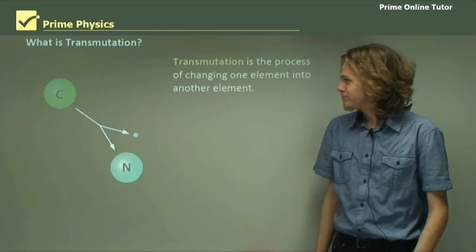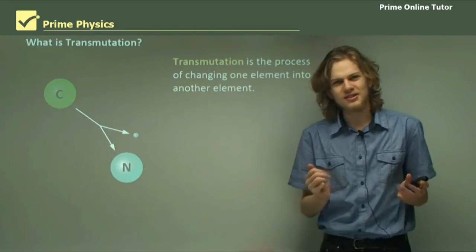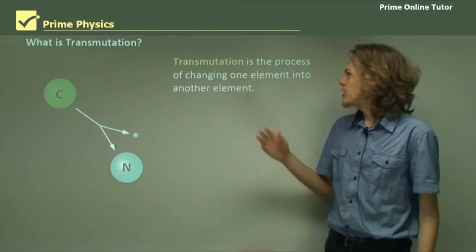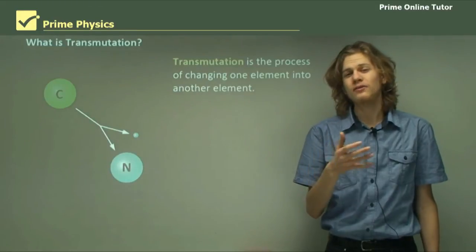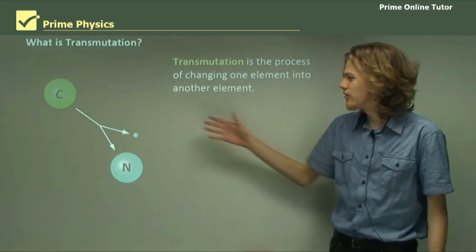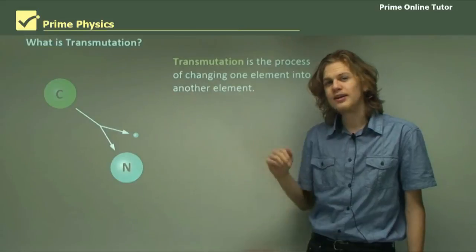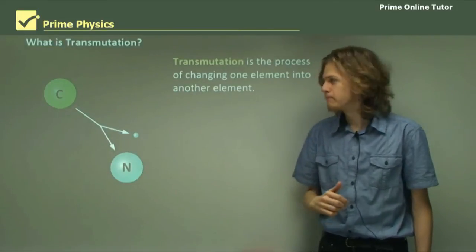So, what is transmutation exactly? Well, as I said, transmutation is the process of taking one element and changing it into a different element. So we can see here an example of taking carbon and changing it into nitrogen.